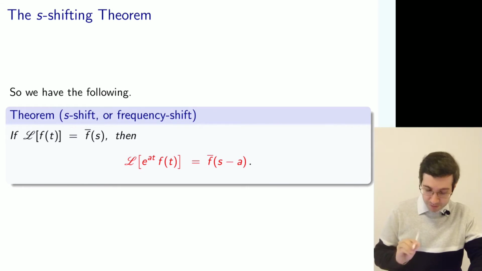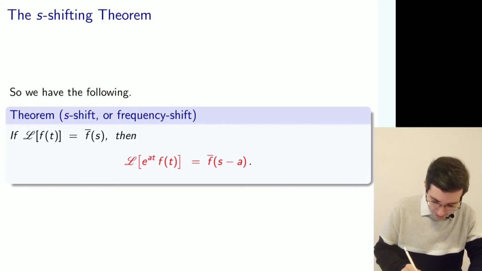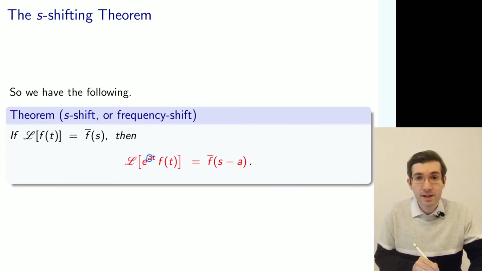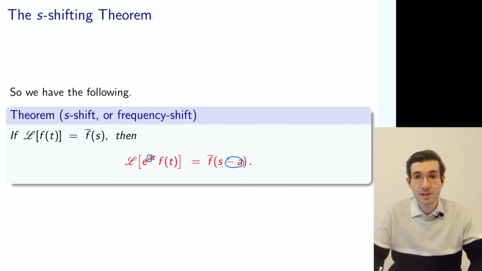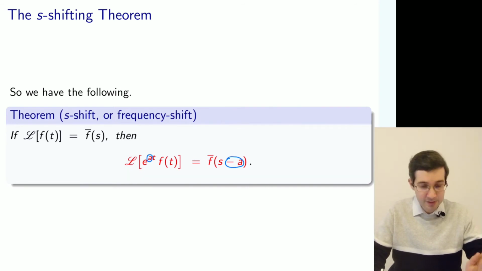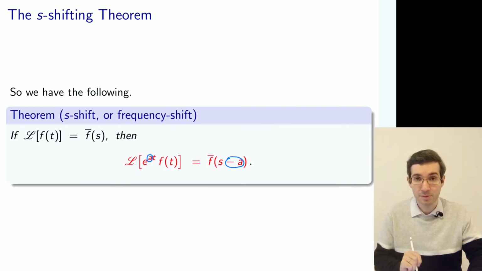One thing I want you to pay attention to here is that if you shift with the exponential to the power of a, where a say is positive, then the shift will be negative. So that's unlike in time delay. So here if we multiply say by exponential to the power of 2t, then the shift will be minus 2. That's one thing to remember.